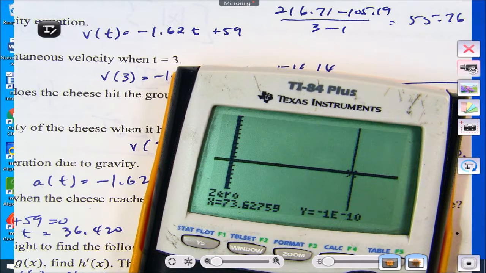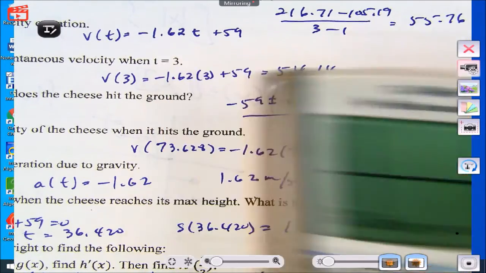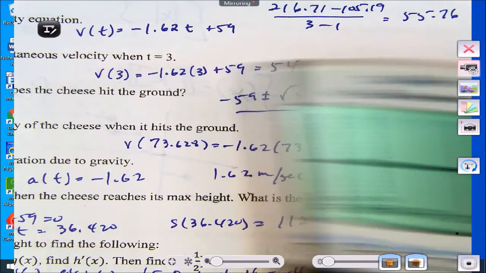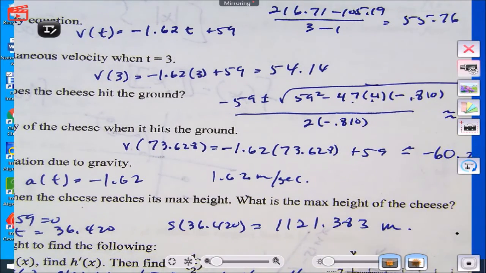So you do not have to use the quadratic formula. You could just use the calculator. If it's calculator active, that is perfectly legitimate. And so the answer is you say 3 point. It's nice to confirm that I've got the same answer, 73.628. And you did it all with the graph.